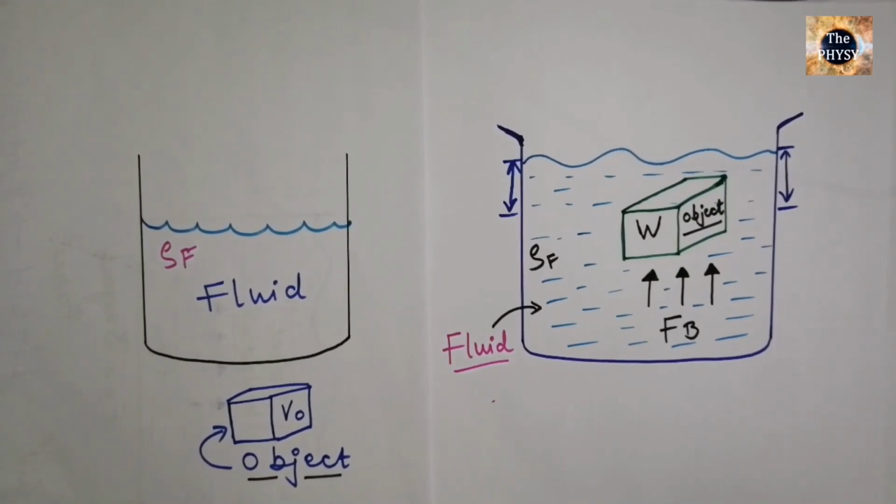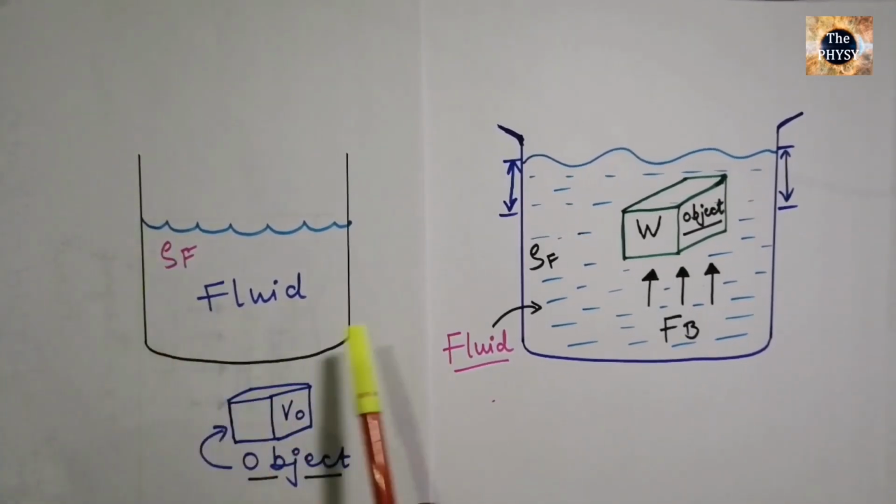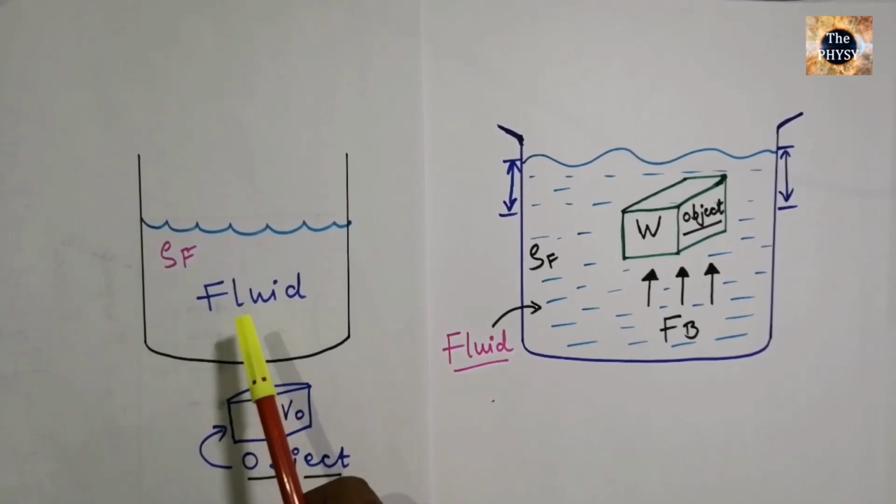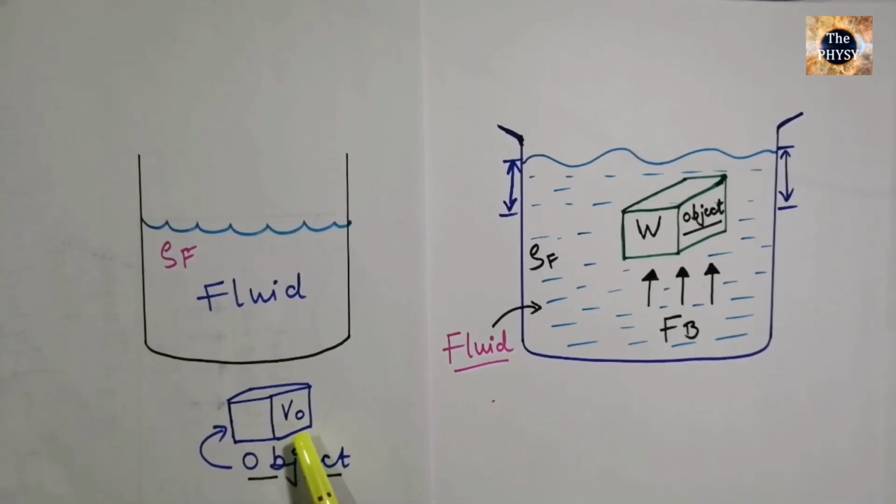So guys, to understand the Archimedes principle, we are going to take a fluid in a beaker having density rho f. It can be any fluid. A fluid means the things which can flow. Now we are also going to take an object having some volume. Here it is a cube, but it can be any object of any shape.